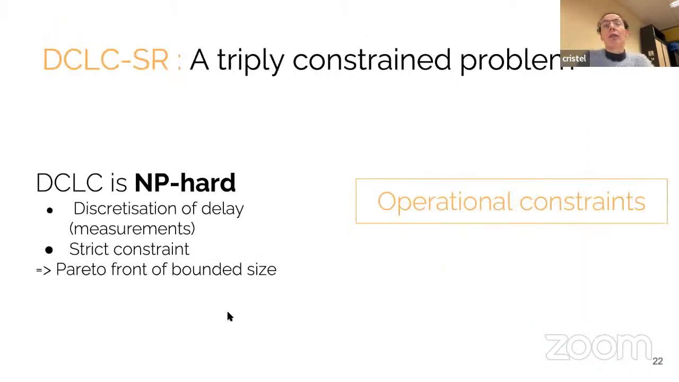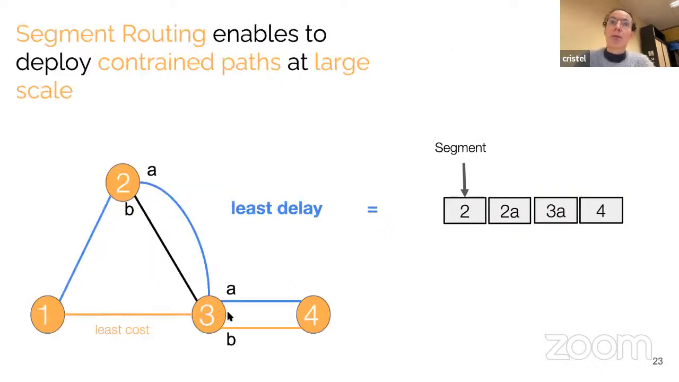So while the problem is NP-hard, in practice, because we can discretize the delay and because we have a strict constraint on the delay, we can have a bounded Pareto front, which makes the problem a bit simpler. But then we have this physical constraint that we also have to enforce, which is the number of segments you can have in a packet. This is limited because when a node has to process the header, it can only process a certain number of bytes at one point in time.